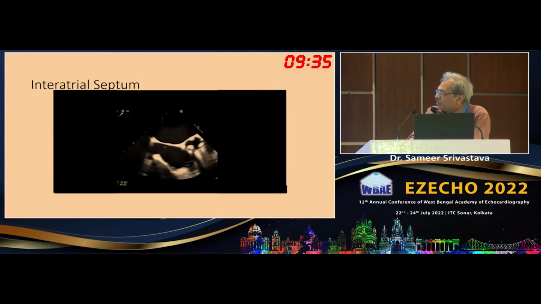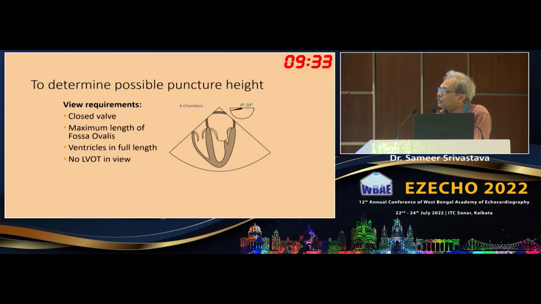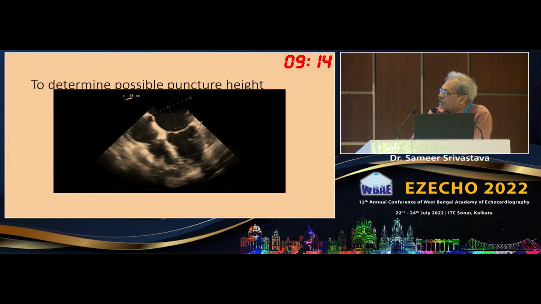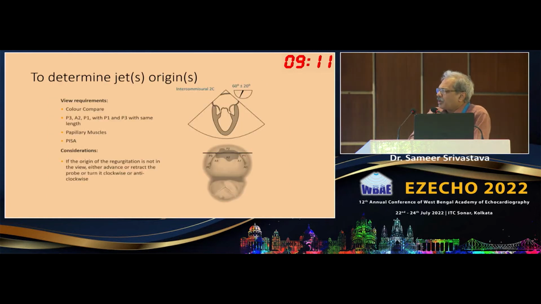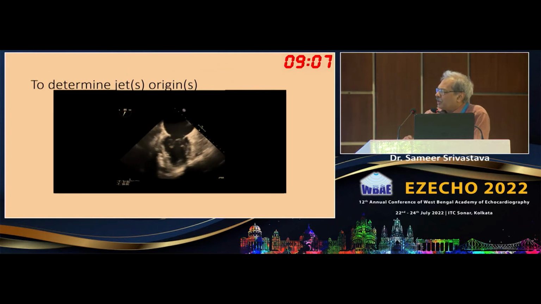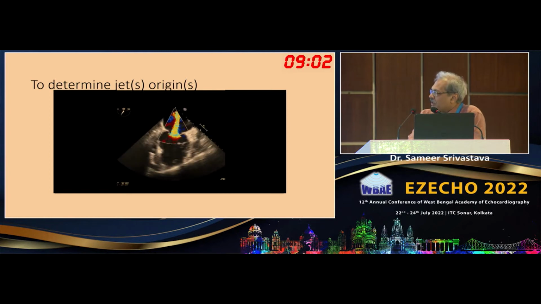So this is the interventricular septum. To see the superior-inferior, you can go into the four-chamber view. You have to have a closed valve seen, maximum length of the fossa ovalis, ventricles in full length, and no LVOT. This is exactly what the four-chamber view is. So LVOT should not be seen. This is how you find out the puncture site. I'm not going into the details of that because when you do it, you have to sort things out by yourself most of the time.